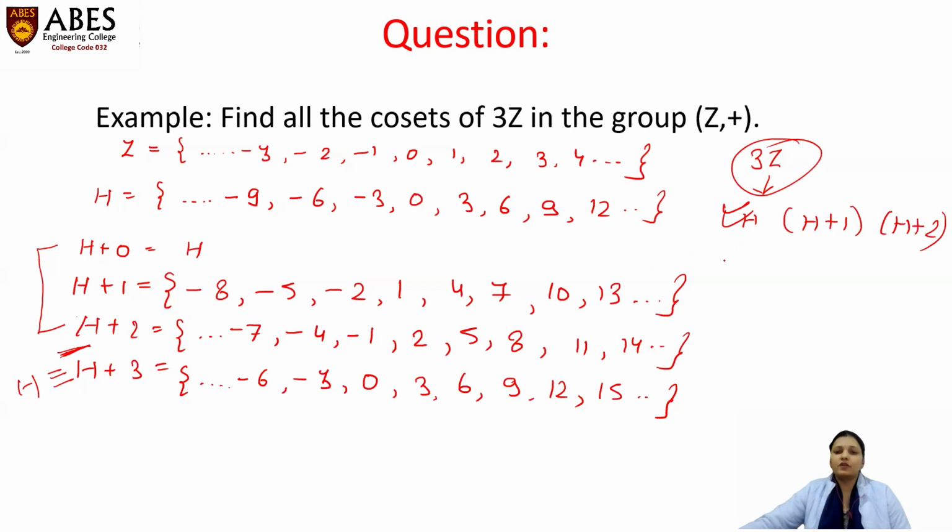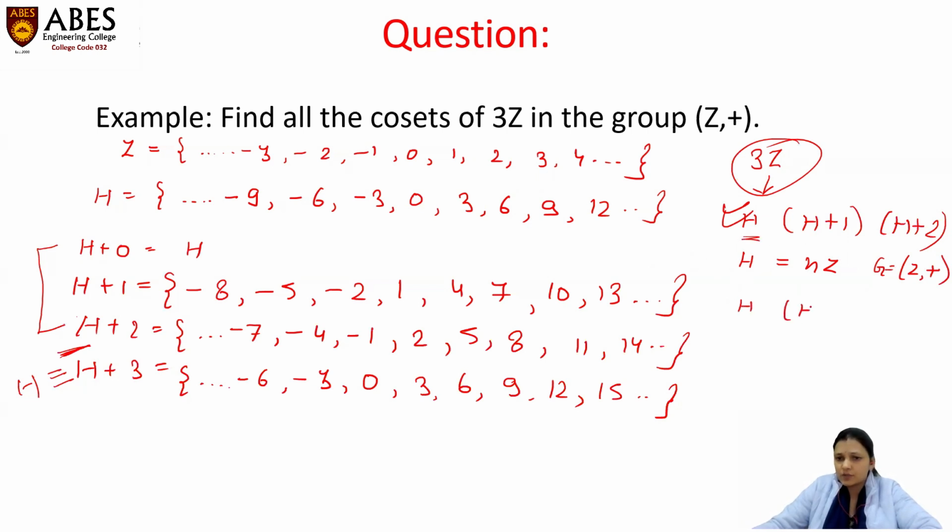From these two examples, we can also conclude that for a subgroup nZ, if the group is Z under addition, we will get the cosets H plus 1 till H plus n minus 1. This is the conclusion.